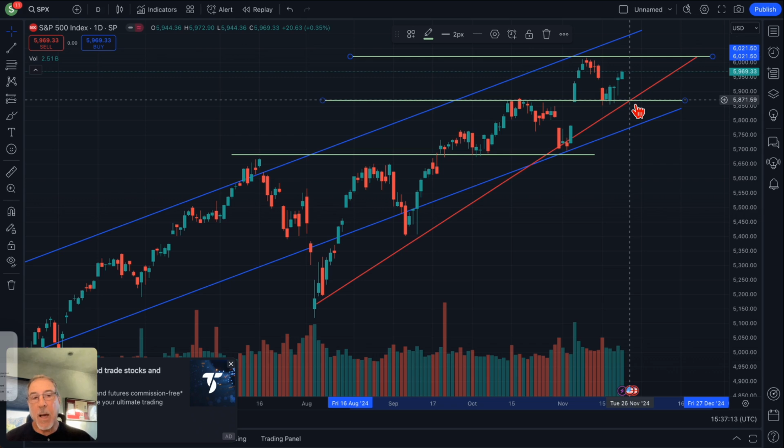And when we pop out of a wedge, sometimes we get a little bit of a run. And when we get up to the top of this again, what I'm suspecting is we might get a little bit of a pullback, maybe to this red line, and then we'll come back up here to the yellow line or the greenish line. And then my expectation right now is that we may pop through this again.